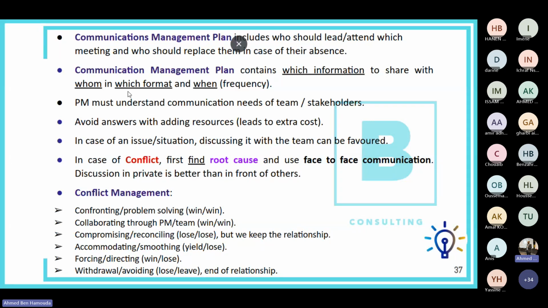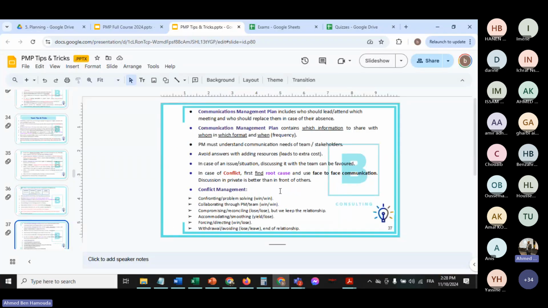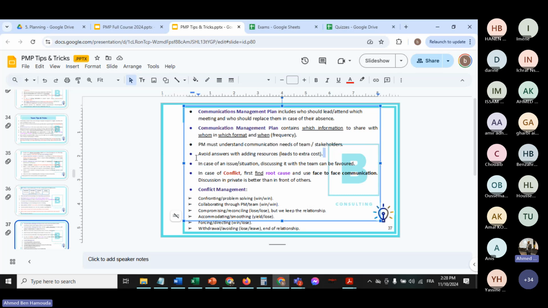Please remember these two bullets, because there will be a couple of questions about the communications management plan, either by mentioning the communications management plan in the text of the situation, or in one where you as a project manager also understand the communication needs of your team. And please avoid answers where there is adding resources. Let me just put this in red, because this is extremely important.